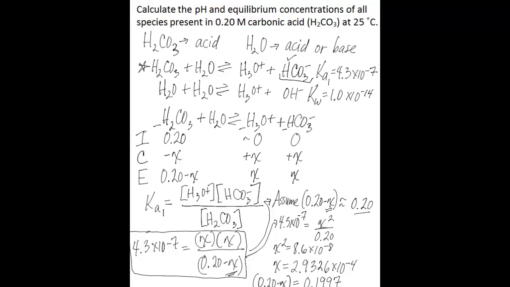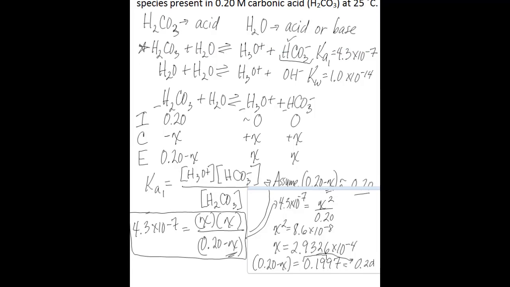0.997. For this problem, we'll be rounding things to two significant figures. So when you round this number to two significant figures, you still have 0.20. So in this case, it's okay to make the assumption that x is very small. So now that you've done that, you've essentially solved for x. Here is your x value.